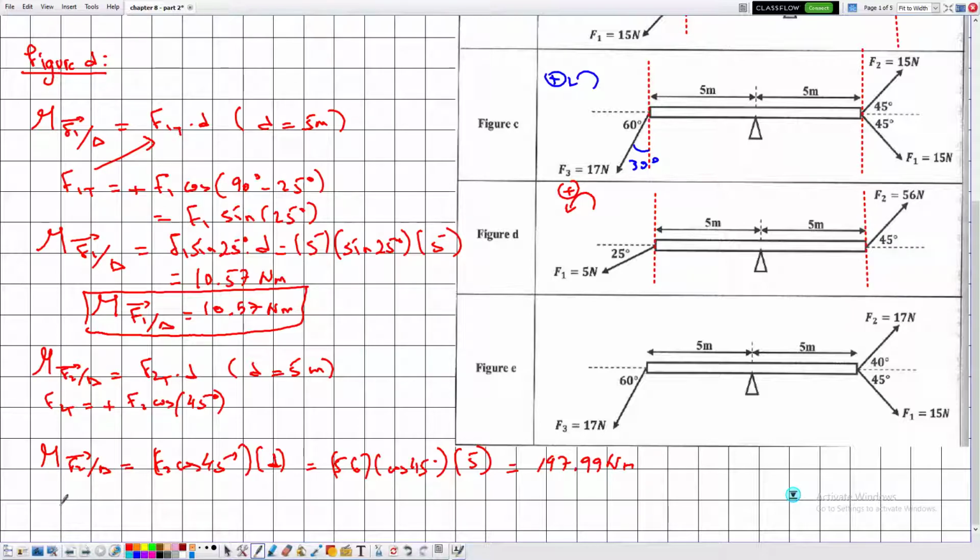Now, the summation of moments around the axis delta is equal to the moment of the force F1 along delta plus the moment of the force F2 along delta. So 10.57 plus 197.99 is equal to 208.56 Newton meters.